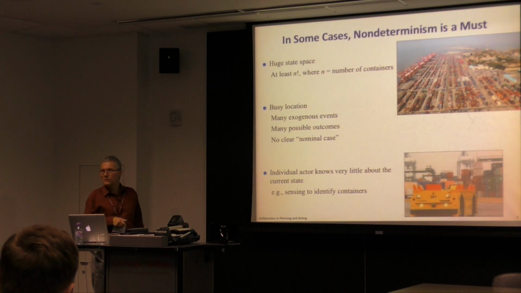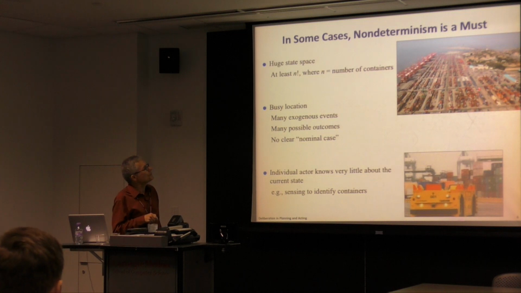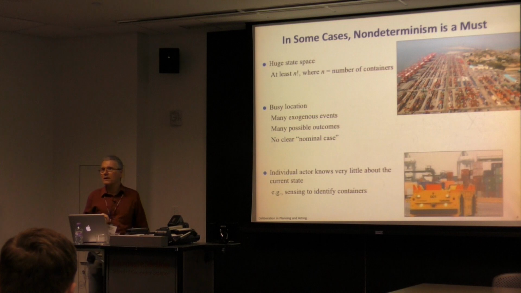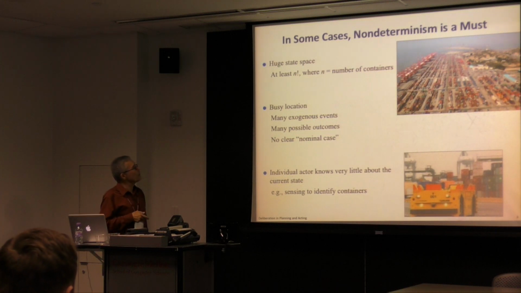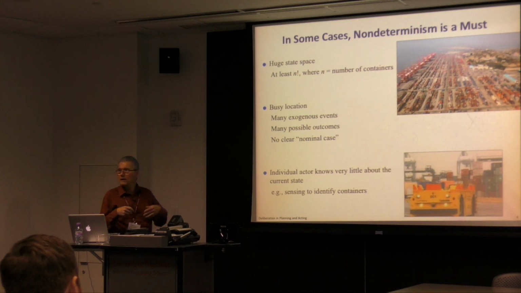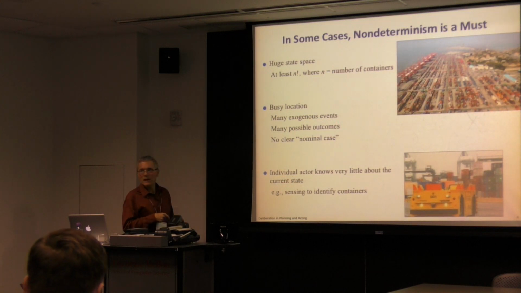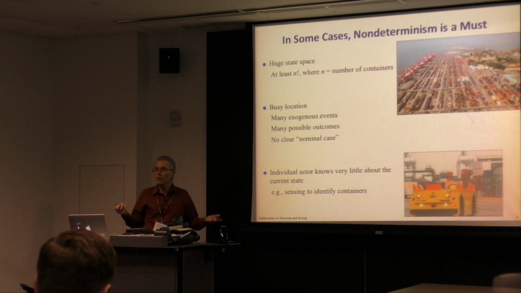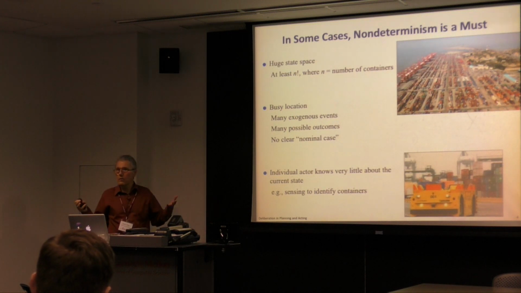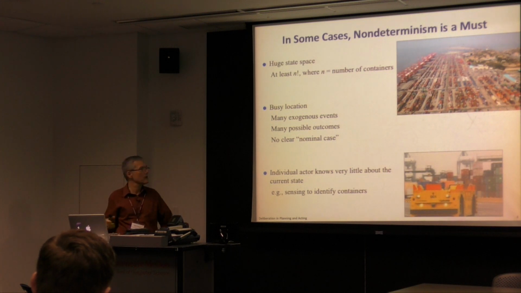It has a huge state space. There's probably thousands of containers here. And the number of different configurations that they could be in is going to be at least n factorial. It's a busy location. There's a lot of exogenous events happening, ships arriving, orders coming in, and so on. Many possible outcomes for some of these things, and there's no clear nominal case, all right? Simply because you don't know what these things are. Even if they are deterministic, you don't know what they are in advance.